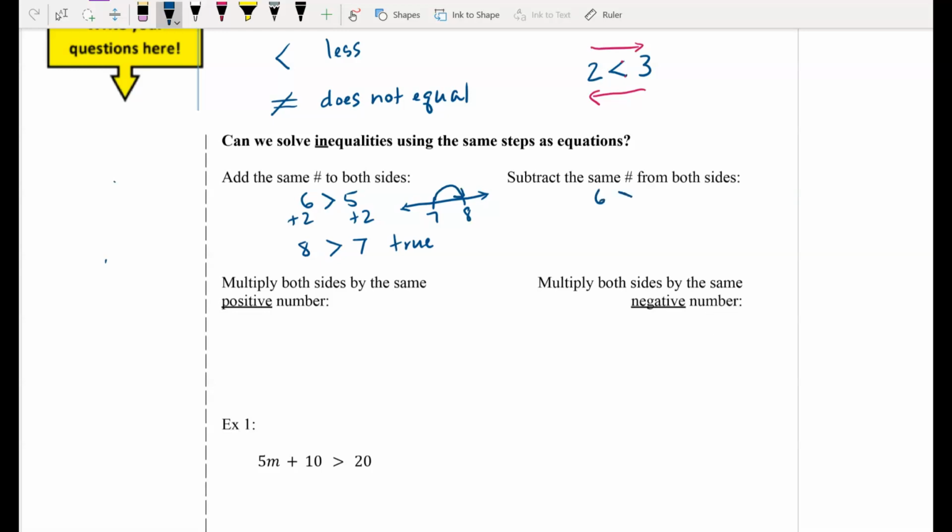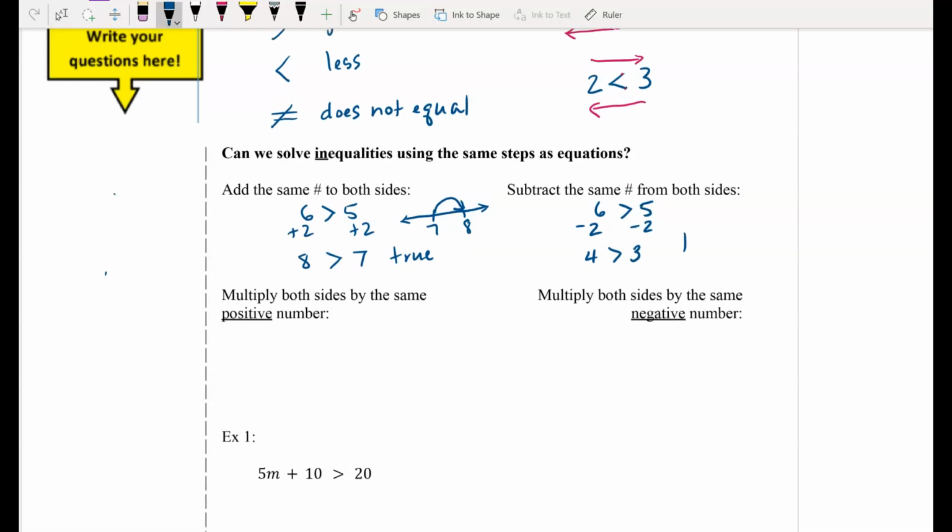Now let's subtract the same number from both sides. I'm going to subtract 2. So 6 minus 2 is 4. 5 minus 2 is 3. Is 4 greater than 3? That is a true statement. So we started with a true statement, we subtracted the same number from both sides, and we still have a true statement. If we look at those numbers on the number line, then 6 is to the right of 5, which means that 6 is greater than 5.